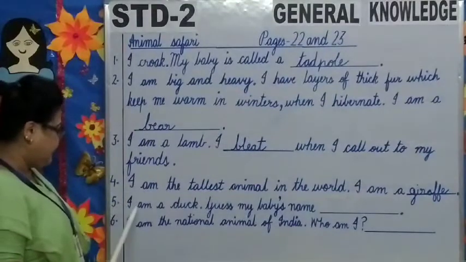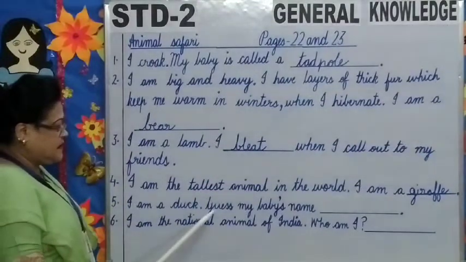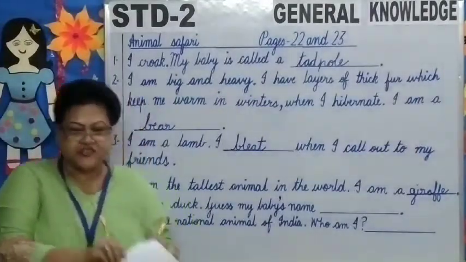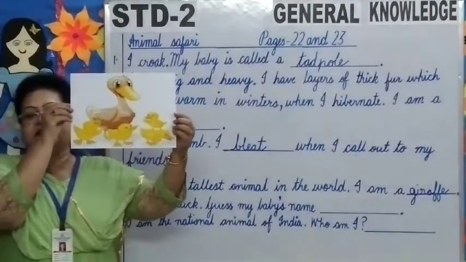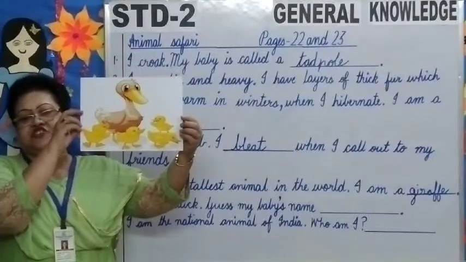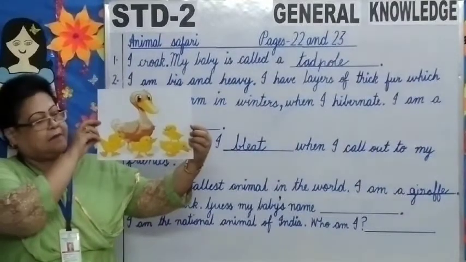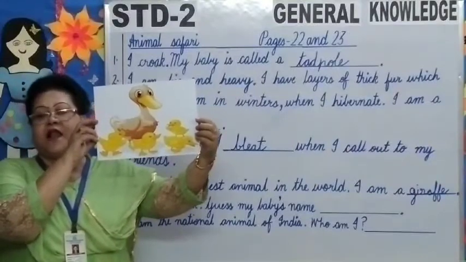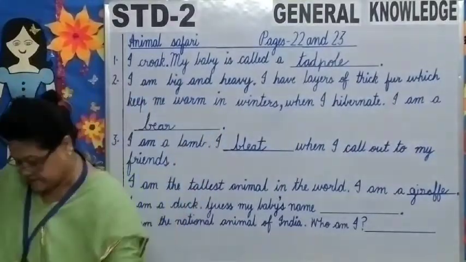Number five. I am a duck. Guess my baby's name. Look at this picture, children. Can you all recognize it? Yes. This is a picture of a duck and the babies. What are his babies called? His babies are called ducklings.